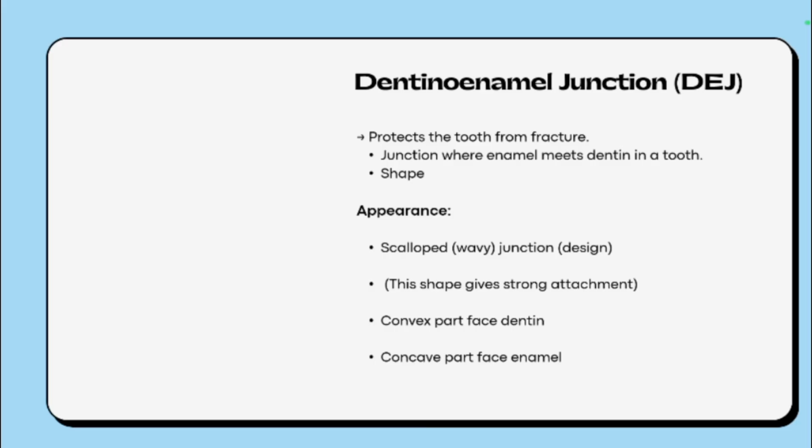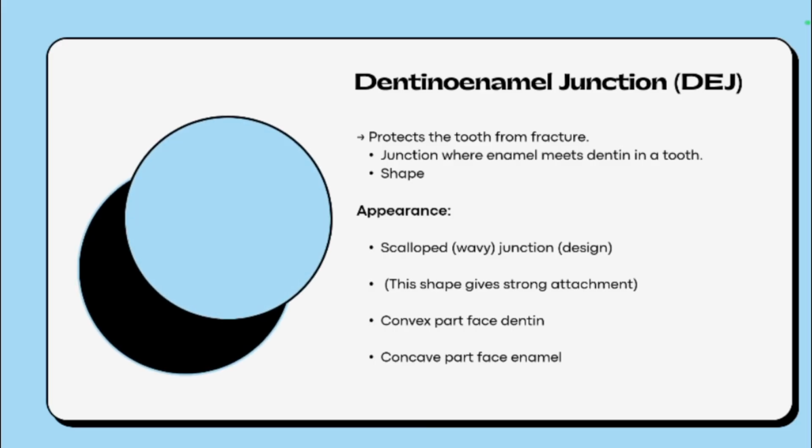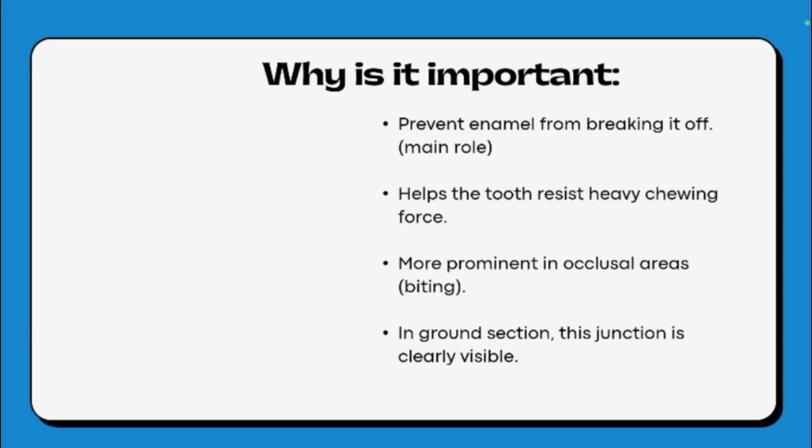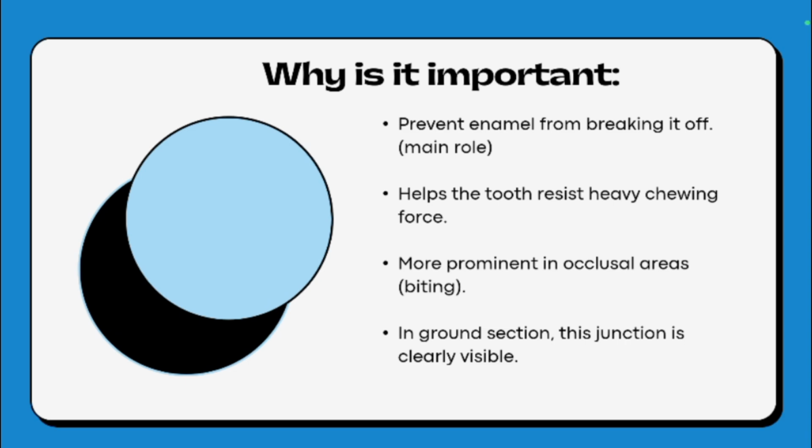Next is dentino-enamel junction. We know that it is a scalloped junction present between enamel and dentine, in which the convex part faces dentine and the concave part faces enamel. Its function is to protect tooth from fracture and it is more prominent in the occlusal areas. Why is it important? Because it prevents enamel from breaking off and helps the tooth to resist masticatory forces.